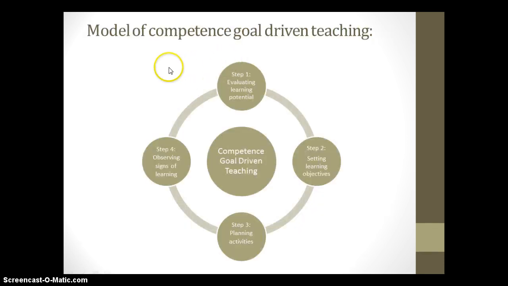Here we have a model of competence goal-driven teaching. Again, step 1, evaluating learning potential. Step 2, setting learning objectives. Step 3, planning activities. Step 4, observing and documenting signs of learning, and then we start all over again. But now, having actually done one round, you'll have the opportunity of formulating individual learning goals together with the individual student as well.